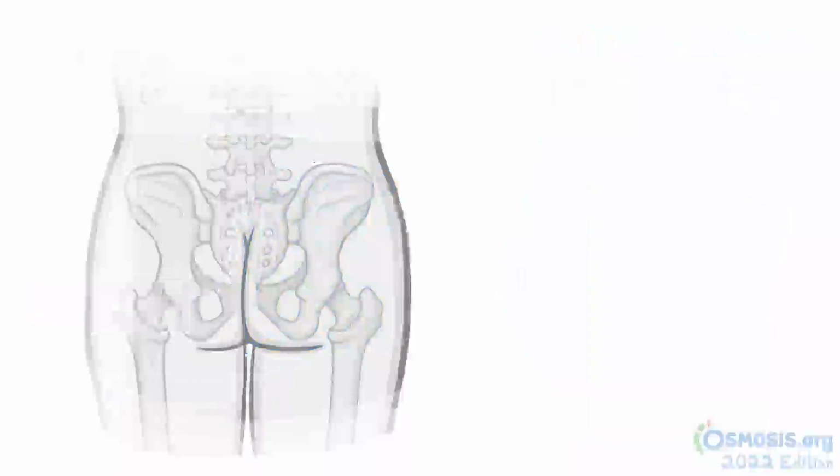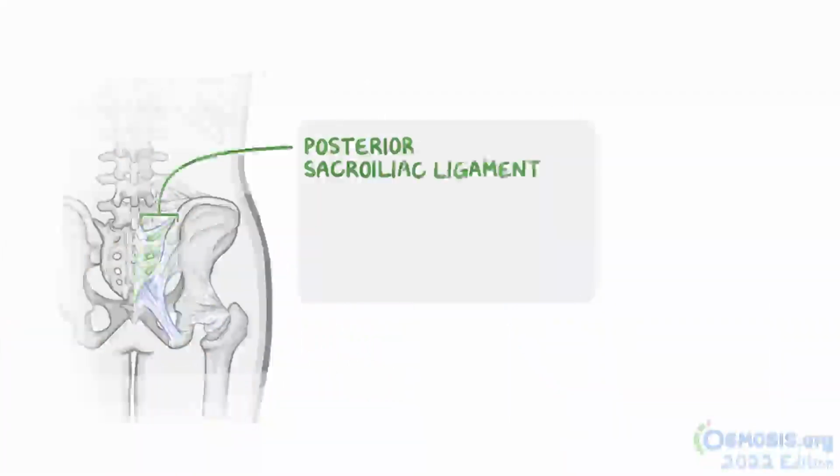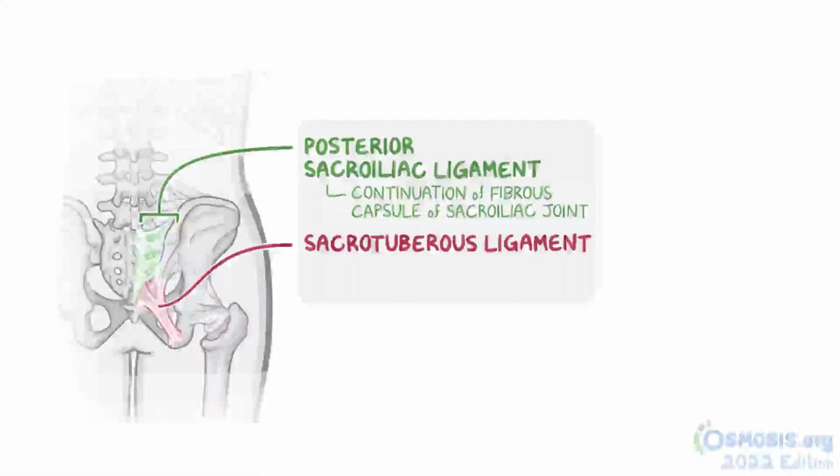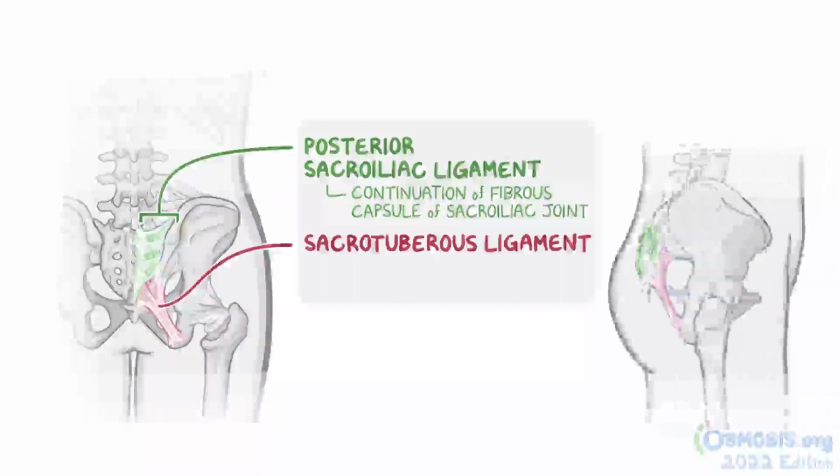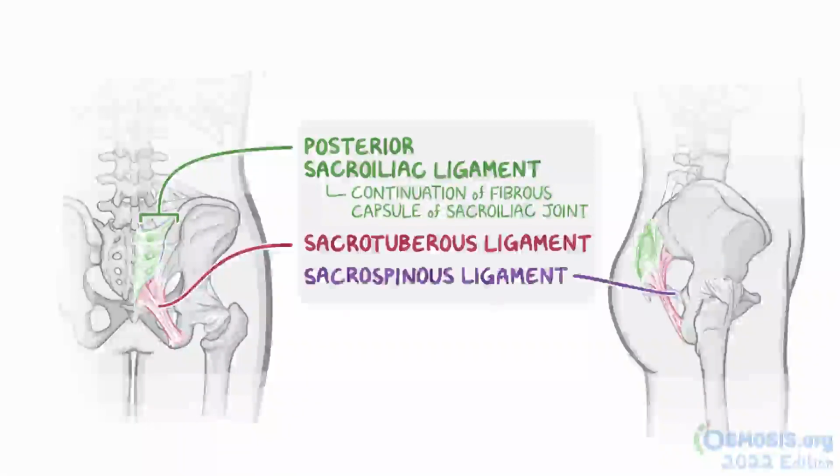Actually, before we move on, let's review some important landmarks to help you understand this region's anatomy better. First, the posterior sacroiliac ligament is the posterior continuation of the fibrous capsule of the synovial part of the sacroiliac joint, and continues inferiorly with the sacrotuberous ligament. The sacrotuberous ligament goes from the posterior surface of the ilium and the lateral surfaces of the sacrum to the ischial tuberosity. A similar ligament, called the sacrospinous ligament, passes from the lateral surface of the sacrum and the coccyx to the ischial spine.